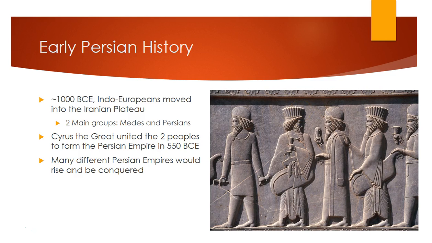Now, Cyrus the Great united these two groups to form the Persian Empire in 550 BCE. And over the centuries, many different Persian empires would rise and be conquered, but the name Persia always stuck around.